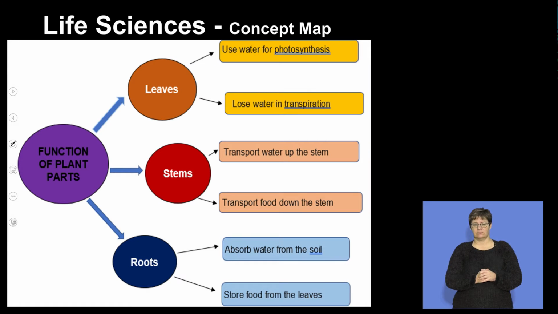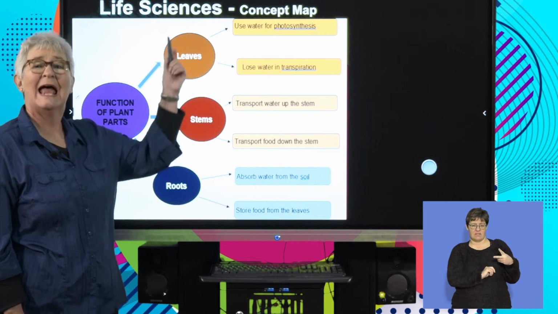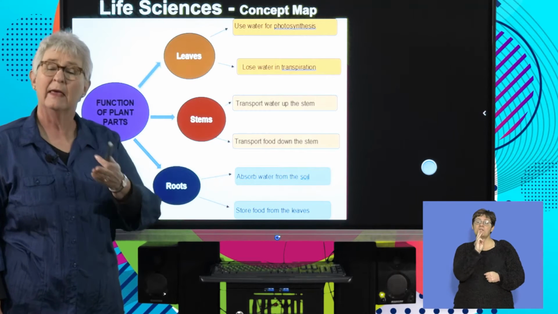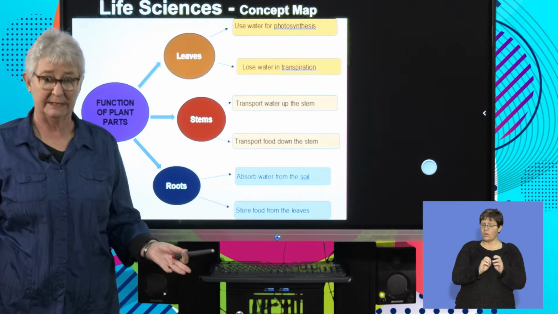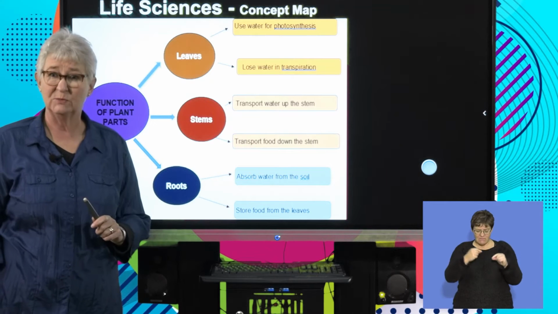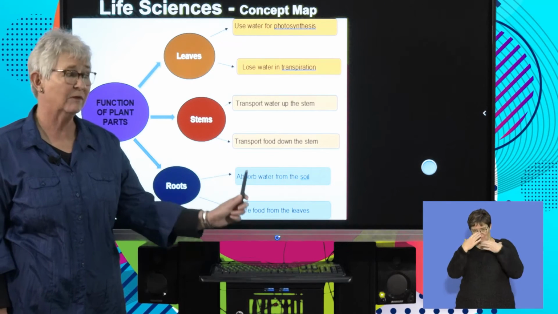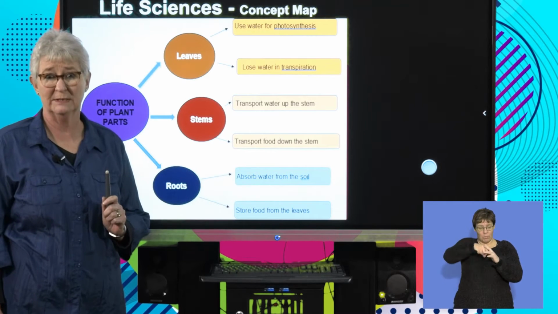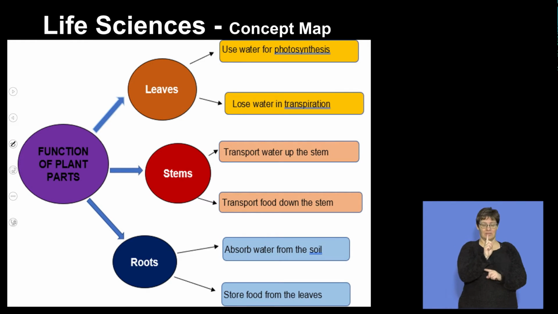In our past lessons, we have looked at the structure of a plant, and we also looked at leaves, how leaves lose water through transpiration. The question is, where do the leaves get the water? And that's what we're going to be looking at today, because the water obviously is absorbed by the roots and then it is transported up by the stems. So we're going to be looking at roots and stems and how they deal with water.